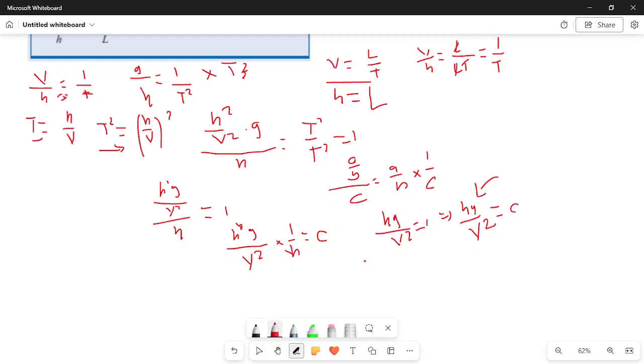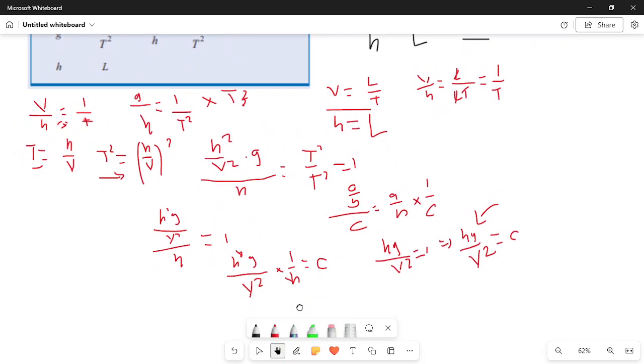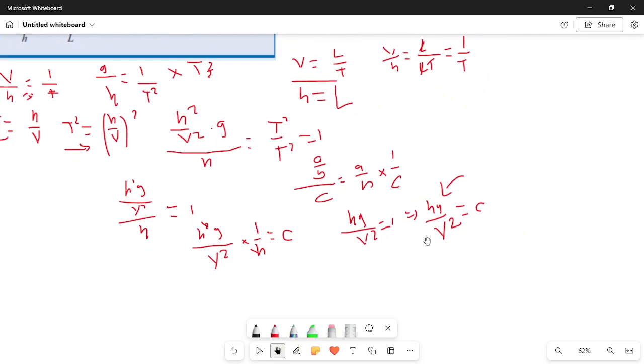You make v square, you can keep it like this, or what do we do? hg over v square, multiplied by the inverse. Yeah, you can keep it like this, because what they did, they simply brought this on the other side just for beauty. They brought v square on the right side, and hg on the other side. Remember, even if I put 1 on this side, I'm still going to have 1 over 1, which still gives me a constant. That's what I'm saying.